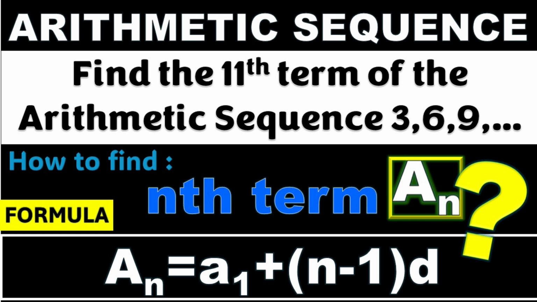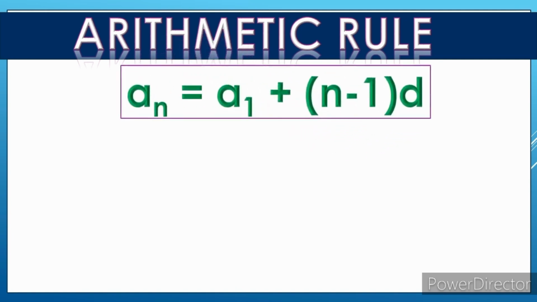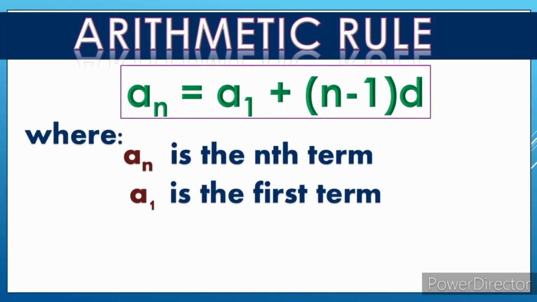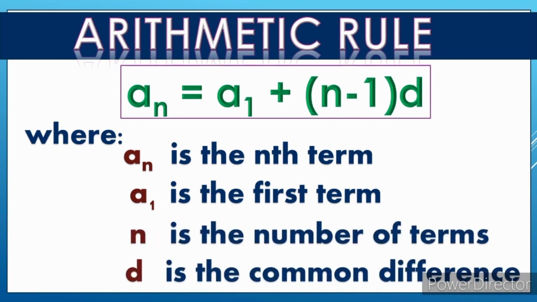In this video, we are going to study how to find the nth term of an arithmetic sequence using the arithmetic formula. Let's first recall the arithmetic rule, which is a sub n equals a sub 1 plus the quantity of n minus 1 times the common difference d, where a sub n is the nth term, a sub 1 is the first term, n is the number of terms, and d is the common difference.